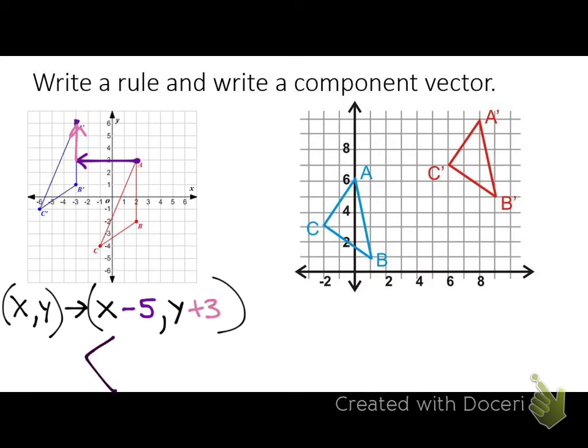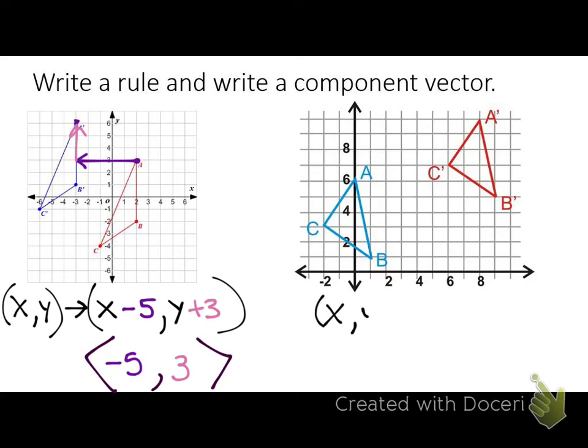Just for practicing sake, it says write a component vector. What would this look like as a vector? Negative 5, 3. Yeah, that's it. So there are 2 different ways to write the same thing. They shifted to the left, and then they went up. The second, we're going to do the same thing.